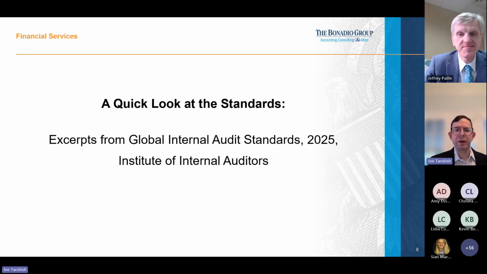You don't have to memorize that, and these are available on the IIA website. But I just want to talk briefly in terms of a high-level overview. Domain 1 is the purpose of internal auditing. Domain 2 is ethics and professionalism. Domain 3 is governance of the internal audit function. Domain 4 is managing the internal audit function. And Domain 5 is performing internal audit services.